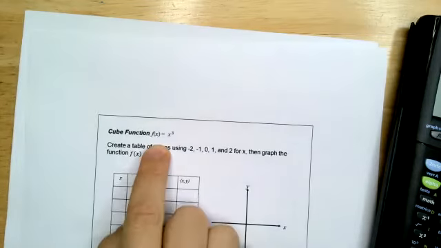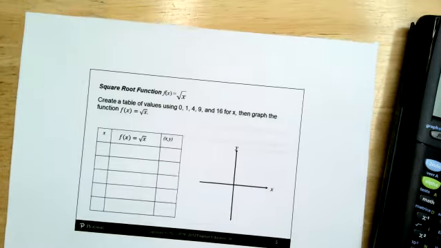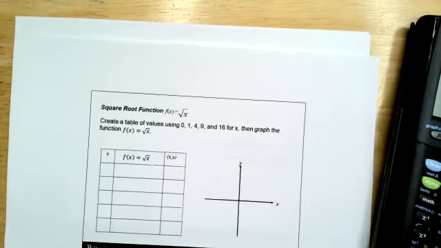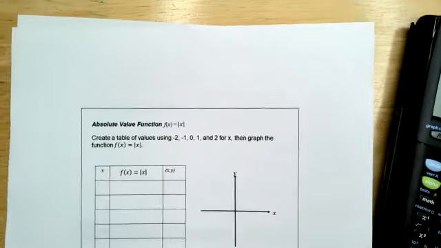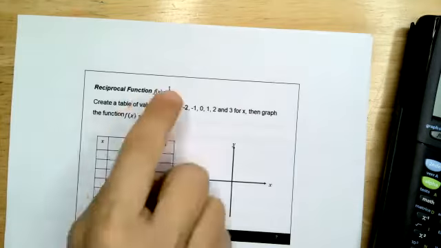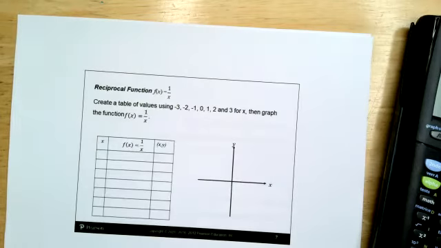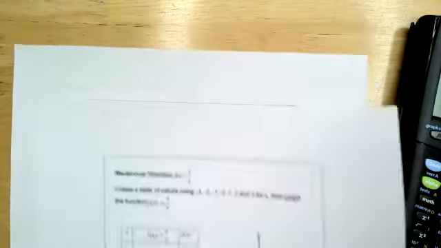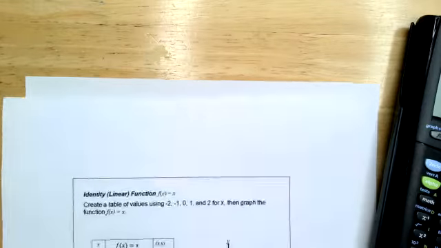What happens to the graph then? What happens if we cube x? What happens if we take the square root of x? Good. What happens if we put x within the absolute value bars? And what happens if we put x in the denominator of a fraction? Good. So that's what we're talking about. Then we will go on to two examples of piecewise functions.